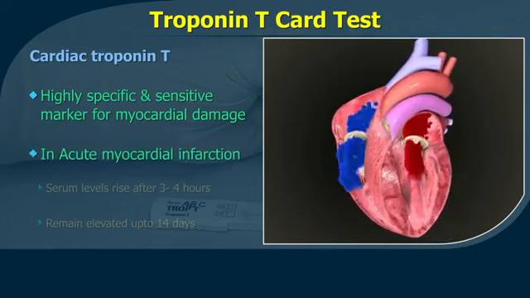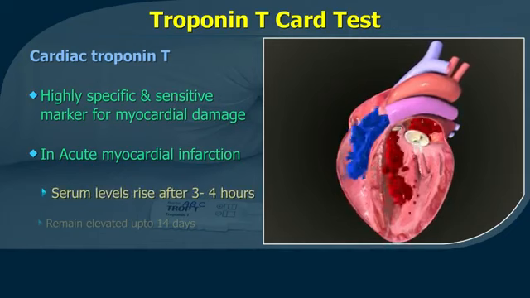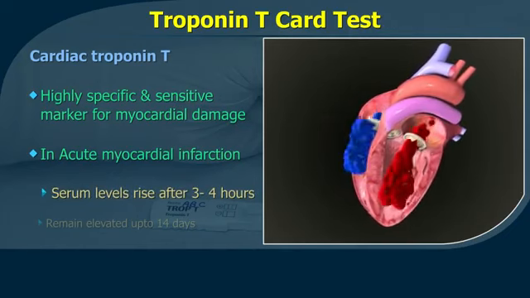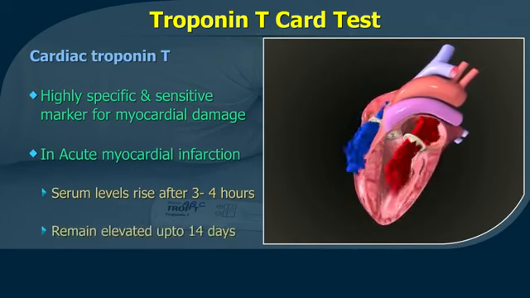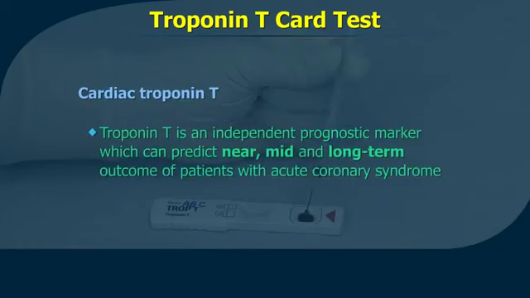In cases of acute myocardial infarction, troponin T levels in serum rise about 3 to 4 hours after the occurrence of cardiac symptoms and can remain elevated for up to 14 days. Troponin T is an independent prognostic marker which can predict the near, mid, and even long-term outcome of patients with acute coronary syndrome.